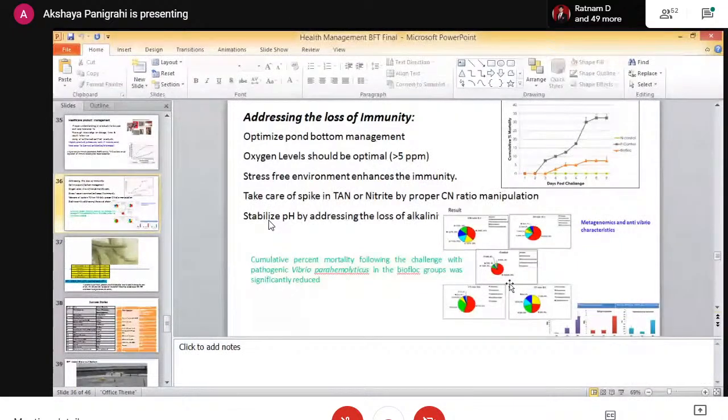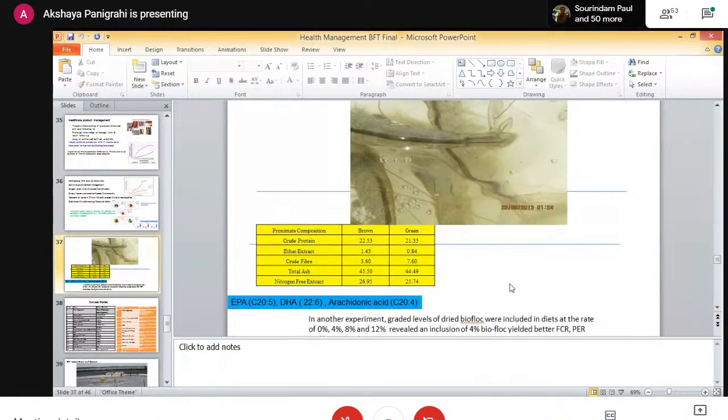Then addressing the loss of immunity. So this is to optimize the bottom management. Like here, this loss management is important. Because of that, the oxygen level should always be more than 5, and take care of the spike of total ammonium nitrogen or nitrate by C:N ratio manipulation, and stabilize the pH. As I told, the alkalinity should also be addressed and stabilized.